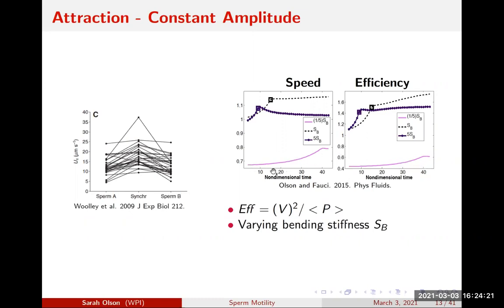We have these different bending moduli in the model, these stiffness parameters. For a lower bending stiffness coefficient, the swimmers are not able to propagate a beat form as nicely. The tails are less stiff, and due to that, they're not interacting as nicely in the fluid, so they don't see that increase in swimming speed and efficiency.